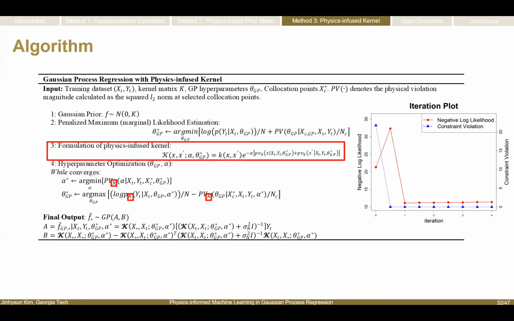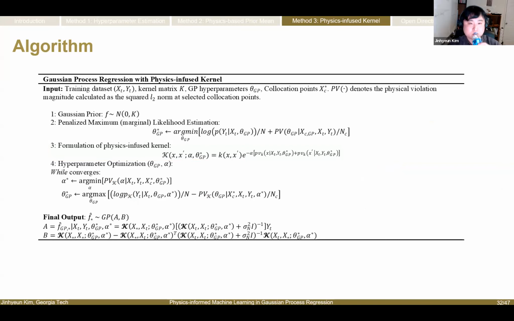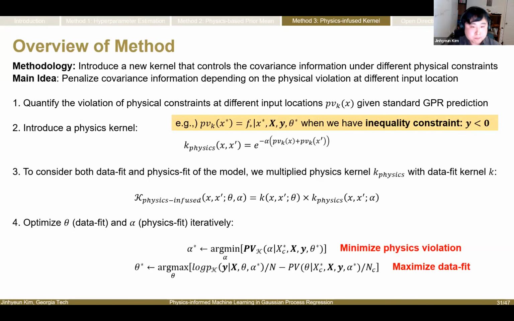Can I ask a question about the parameterization of the? Can you go back, please, to show the physics kernel? Sure. Because it seems that alpha is one parameter. Yes.